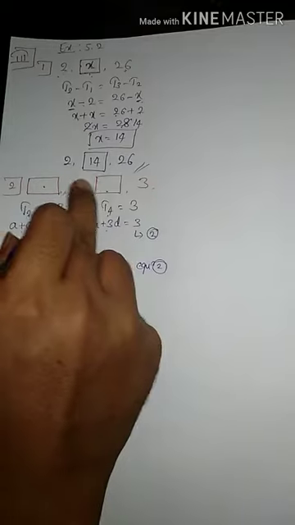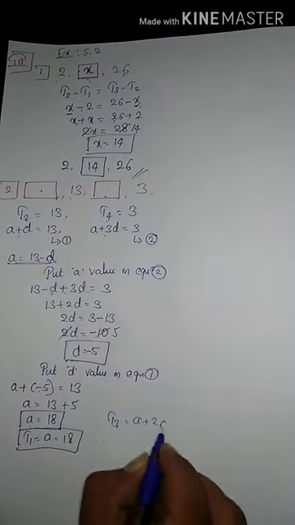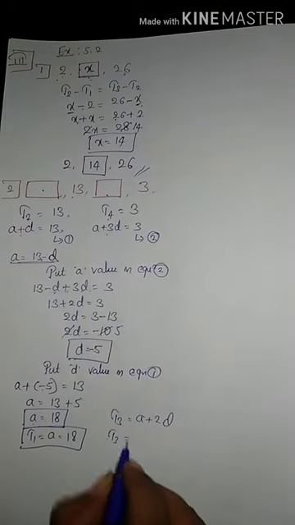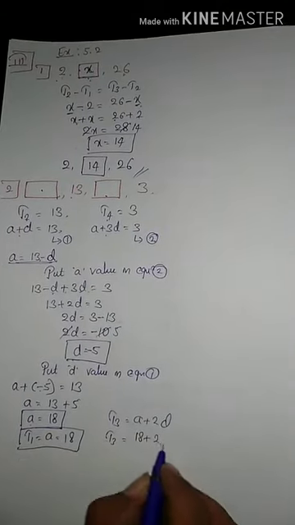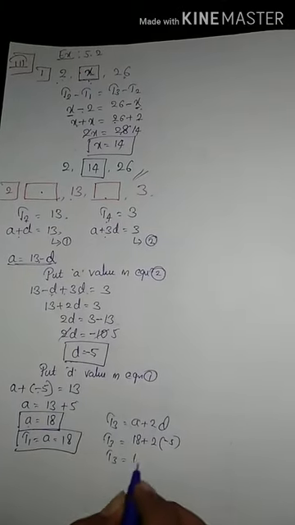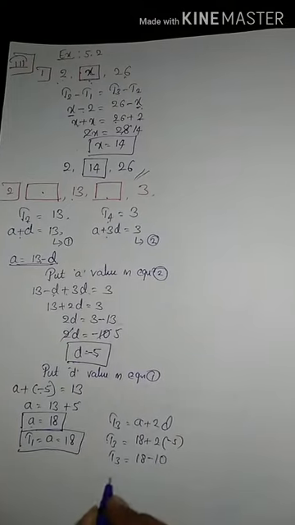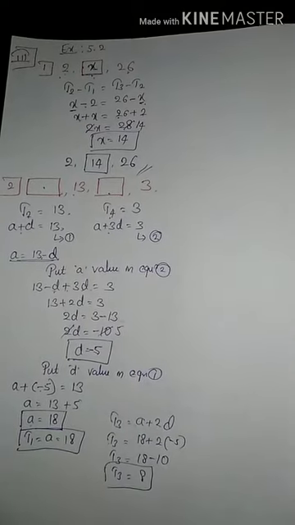Then next we have to find the third term. How to find the third term? T3 is equal to A plus 2D. So T3 is equal to, A we already know, the A value is 18, plus 2 into D, which we also know, that is minus 5. So T3 is equal to 18, 2 5s are 10, minus 10. So T3 is equal to 18 minus 10, which is 8. T3 is equal to 8.